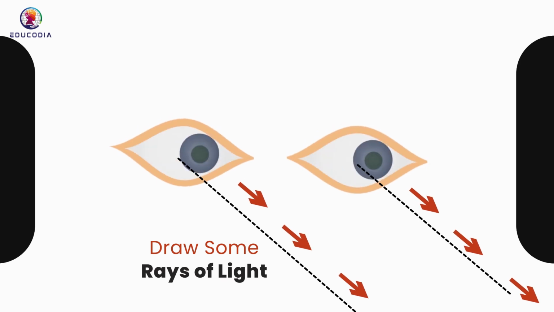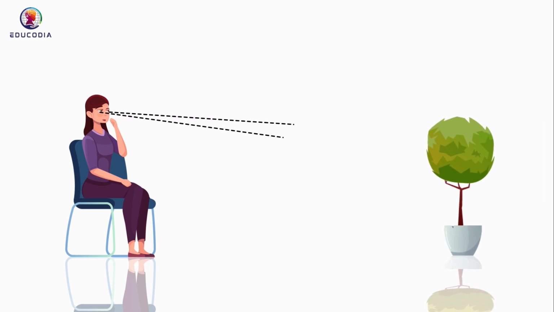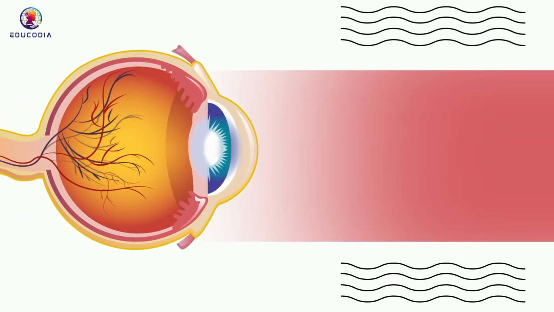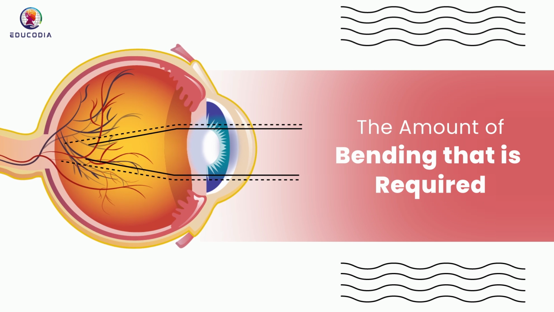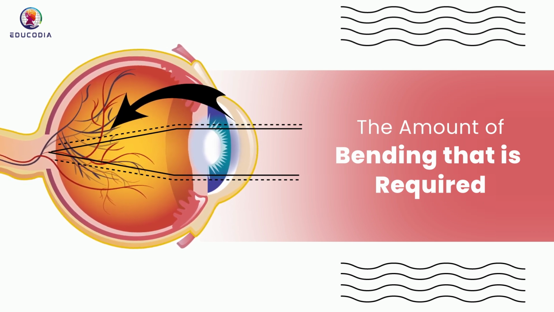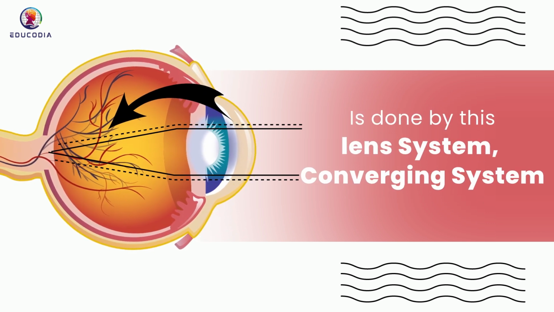So let's dim all of these things and consider some rays of light. Imagine we are looking at objects which are very far away. Then the rays of light from that object will be parallel to each other, and in order to see it clearly, those rays must get focused onto the retina. So the ray diagram would look somewhat like this. Now the important thing is the amount of bending that is required. Notice that these rays have to be bent by this much amount so as to get focused on the retina. And this bending is done by this lens system, the converging system.